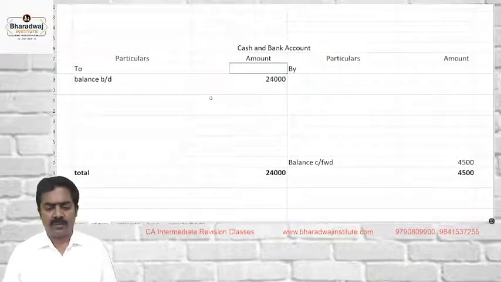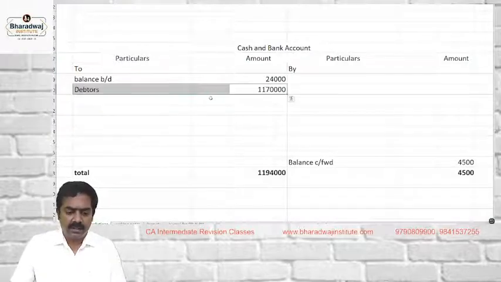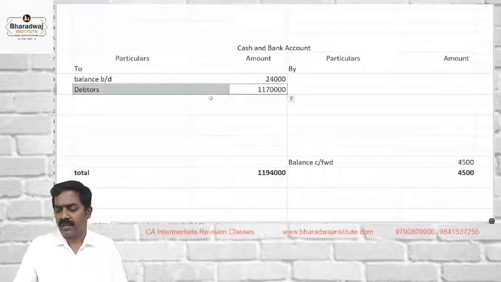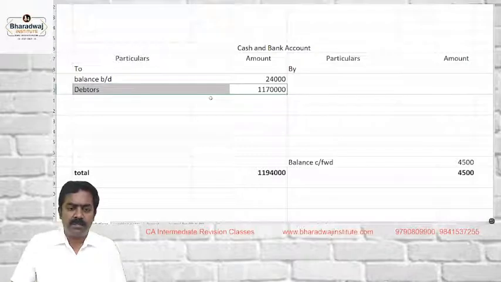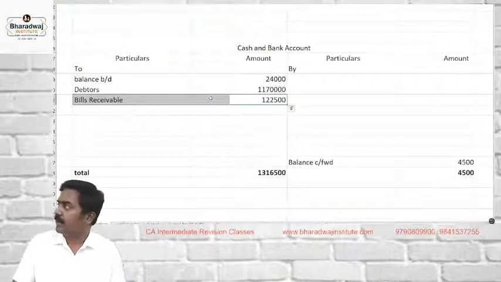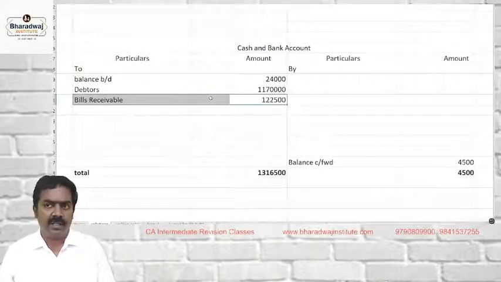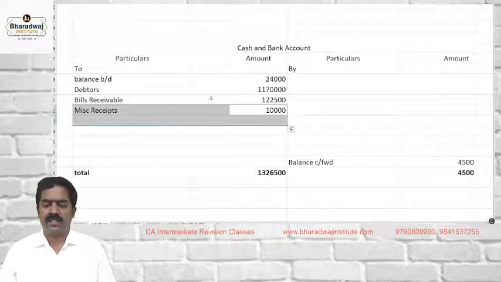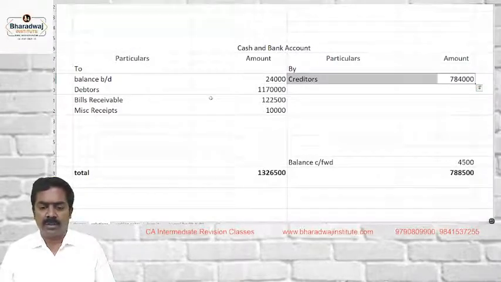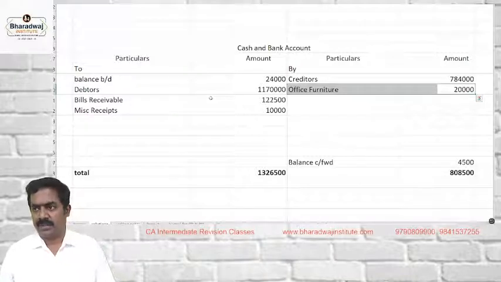Opening balance 24,000. What are the other receipts? Cash collected from debtors 11,70,000. Then bills receivable collected, net amount collected. Only collections and payment should come here. 1,22,500. Then any other income? Yes, miscellaneous receipts. How much? 10,000. Payment to creditors you have to record, then payment for furniture purchased.